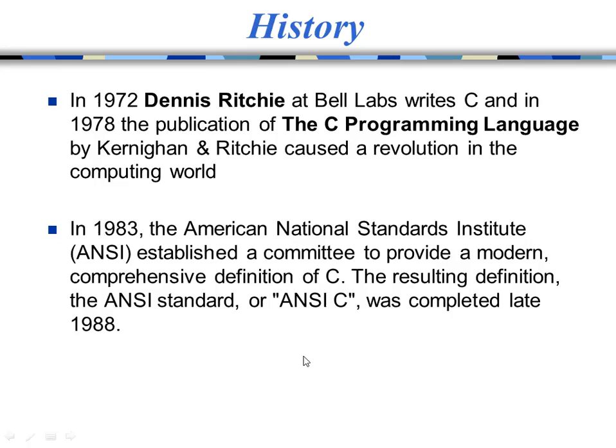In 1972, Dennis Ritchie at Bell Labs wrote C, and in 1978, the publication of the C programming language by Kernighan and Ritchie caused a revolution in the computing world. In 1983, the American National Standards Institute (ANSI) established a committee to provide a modern comprehensive definition of C. The resulting definition, the ANSI standard or ANSI C, was completed in late 1988.